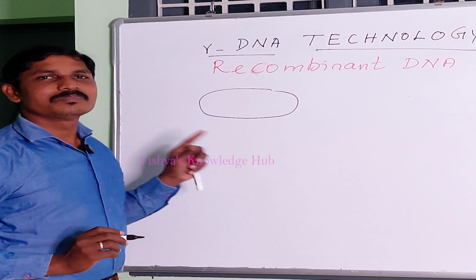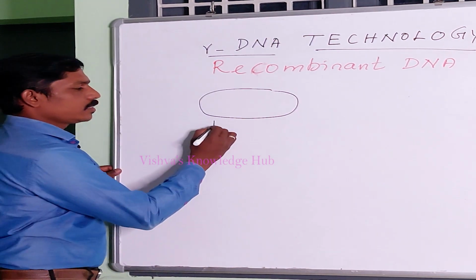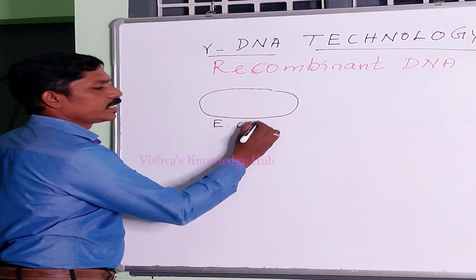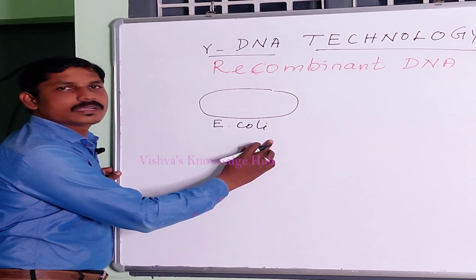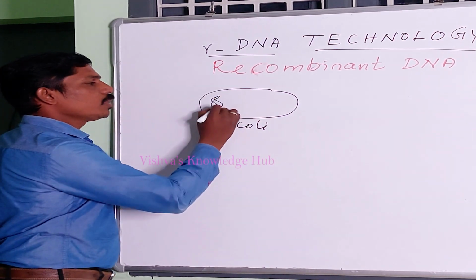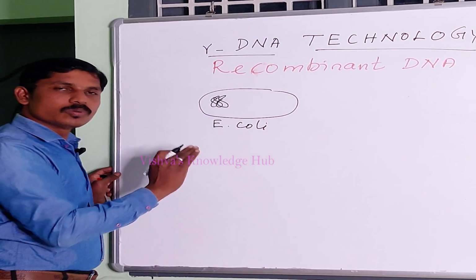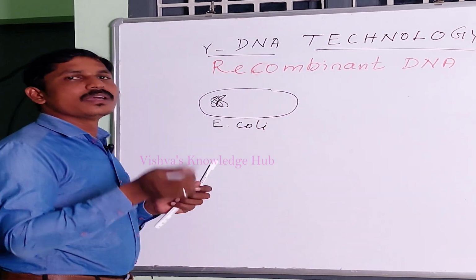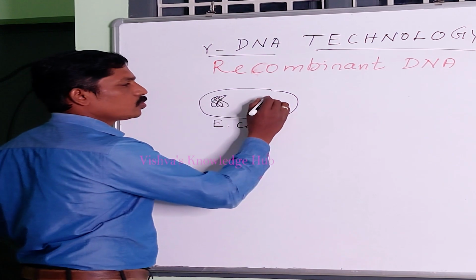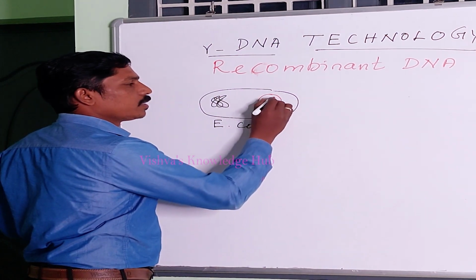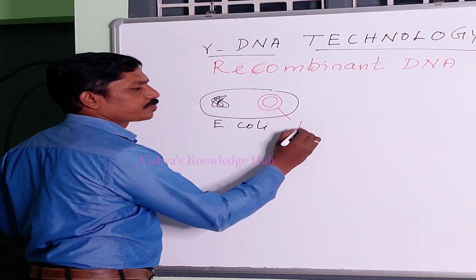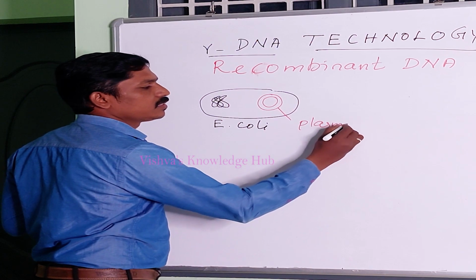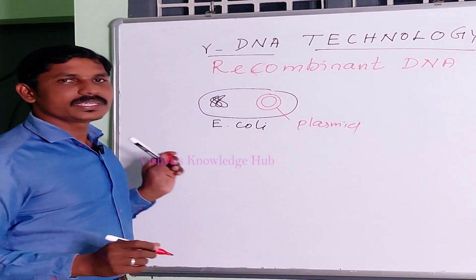Okay, this is a bacterial cell. The bacterial cell is called E. coli. E. coli means Escherichia coli. Escherichia coli has its own normal genetic chromosome material. In addition, another chromosome is present, which is called a plasmid. This is plasmid.